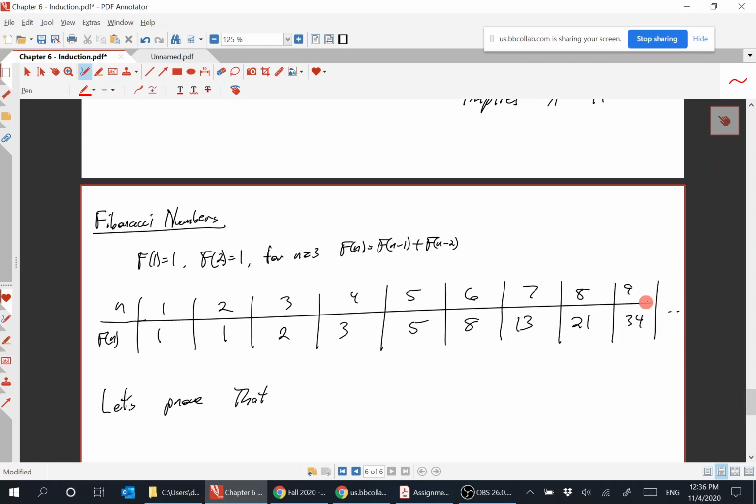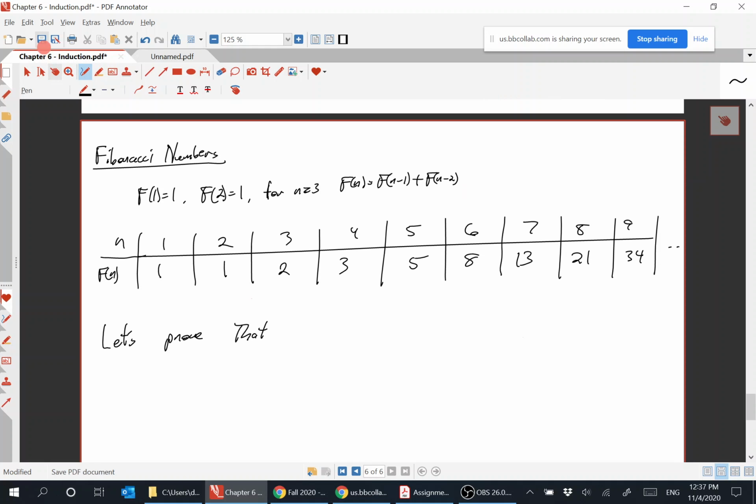So if we want to make this little table of values here, n is 1, 2, 3, all the way up to 9. F of 1 is 1. F of 2 is 1. F of 3 is 1 plus 1, 2. F of 4 is 2 plus 1, which is 3. F of 5 is 3 plus 2, which is 5. F of 6 is 3 plus 5, which gives you 8. F of 7, 5 plus 8, 13. 8 plus 13, 21. 13 plus 21, 34.